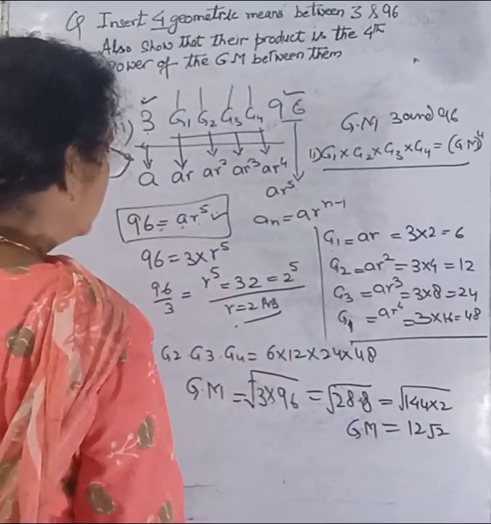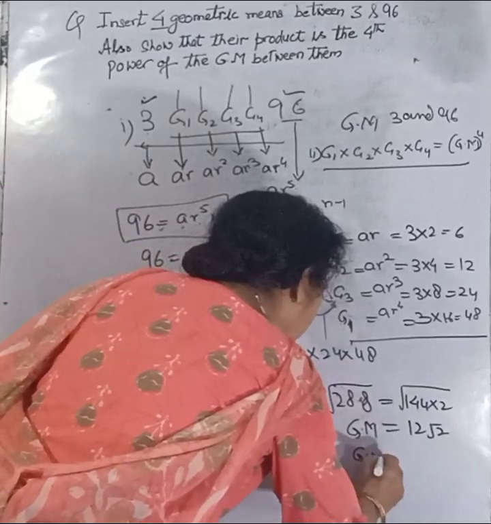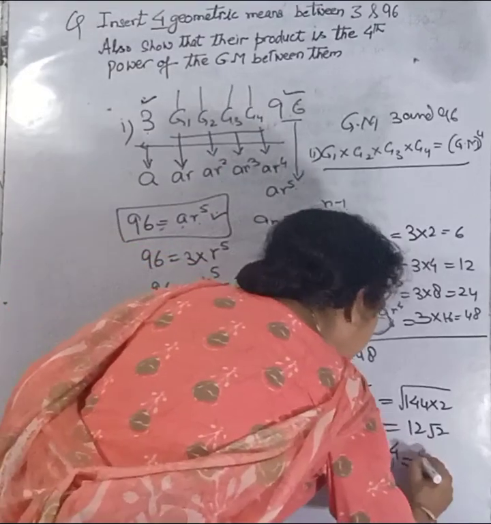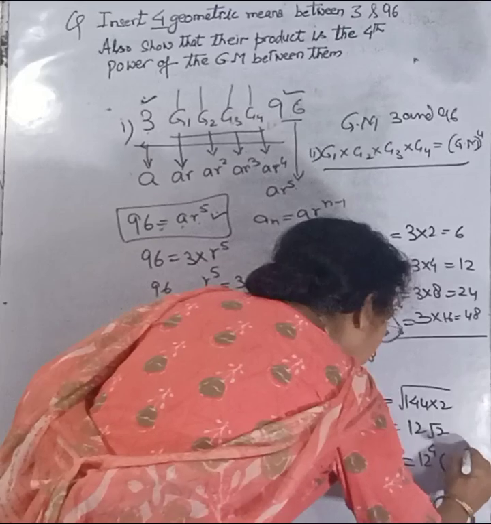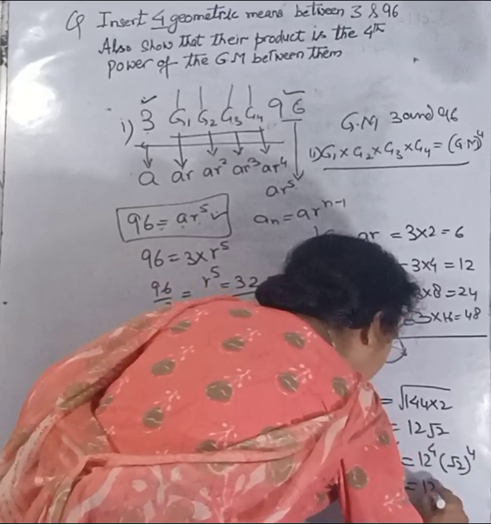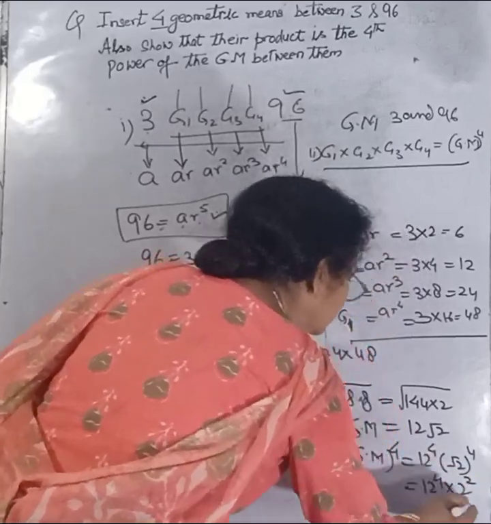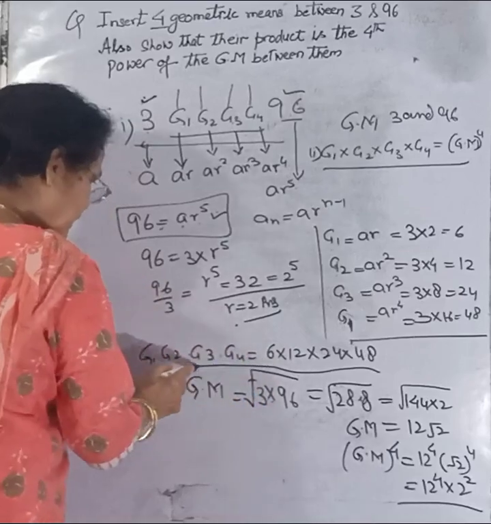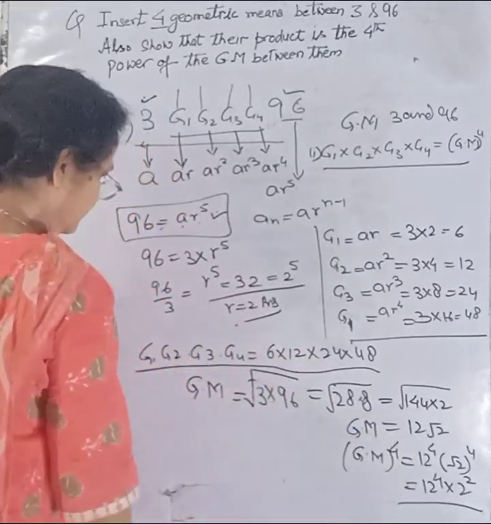It means the fourth power of GM will be equal to 12 to the power 4 into root 2 to the power 4. It means this will be equal to 12 to the 4 into 2 to the power 2. This should be the product of this. Let us see whether this product is equal to this or not.